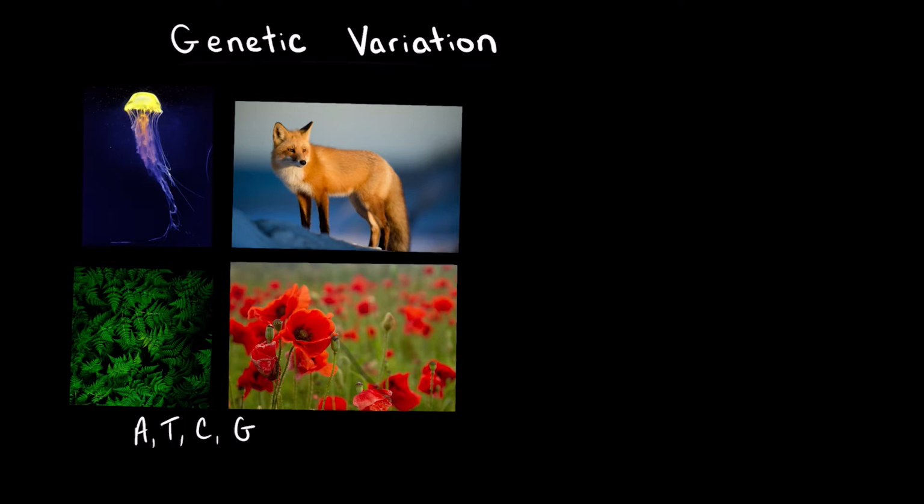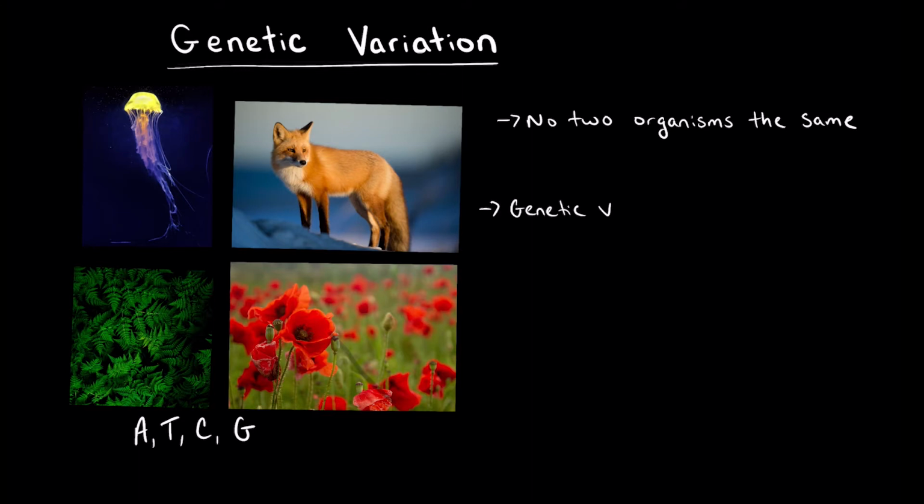And even within a population of organisms from a single species, no two organisms are exactly the same. Individuals have different genetic traits as a result of small differences in their DNA sequences. These differences make up a population's genetic variation. In this video, we're going to talk about what genetic variation is, how it arises, and why it's important.